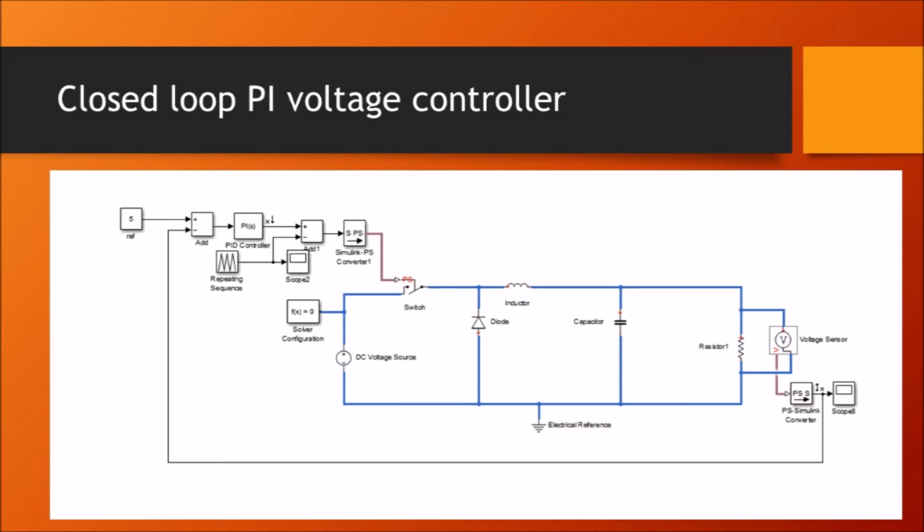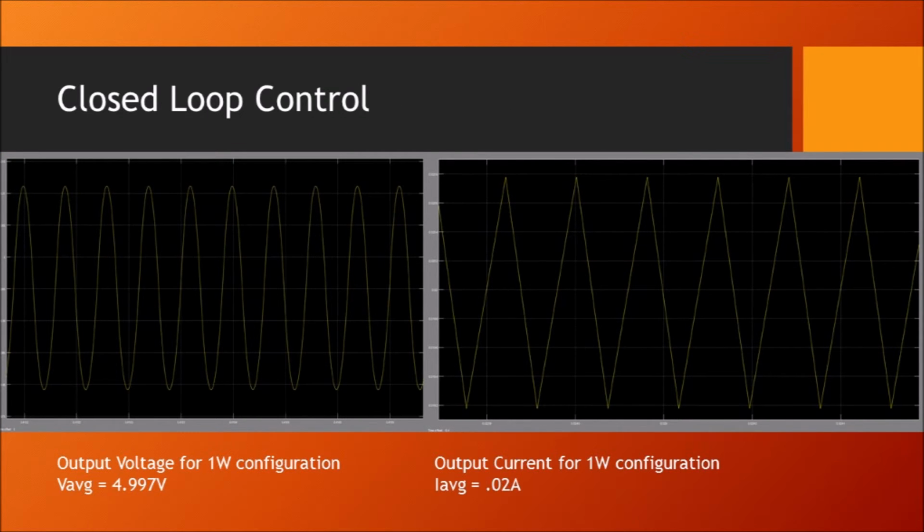The circuit diagram below demonstrates the closed-loop PI voltage controller, where the Ki is tuned to 10 and the Kp is tuned to 60. The output voltage and output current for the 1-watt configuration are significantly more accurate than the previous open-loop configuration. The average output voltage is measured at 4.997 volts, and the output current is 0.02 amps.